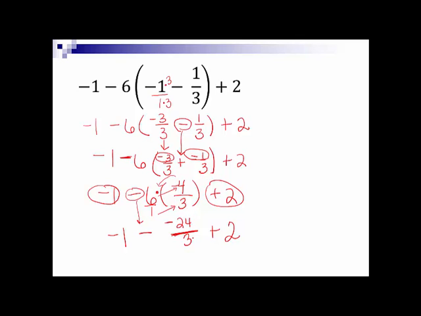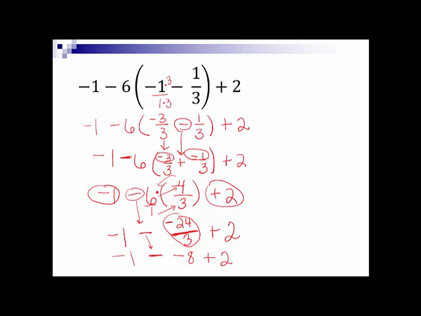Well, can I divide -24 by 3? I sure can. A negative divided by a positive is a negative. 24 divided by 3 is 8. I still have this subtraction sign. So you'll see here, how many negatives were running around at this point? Oh, there's 2. How many negatives are still running around? Oh, there's 2 in that section. So I have -1 minus this piece became -8 and then plus 2.